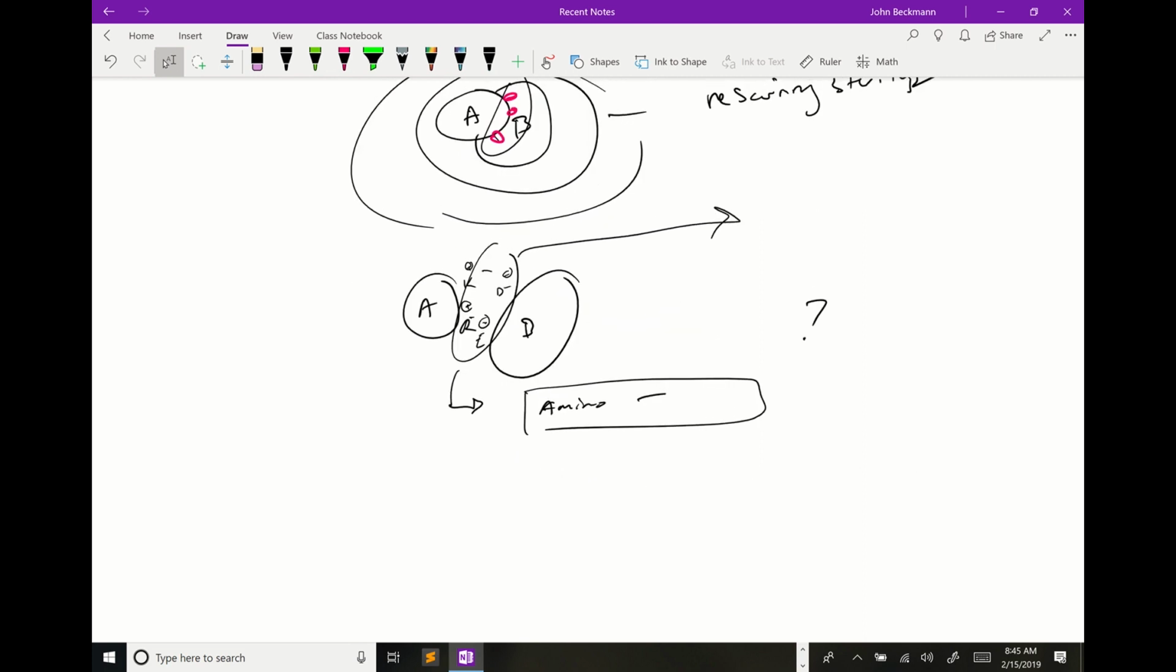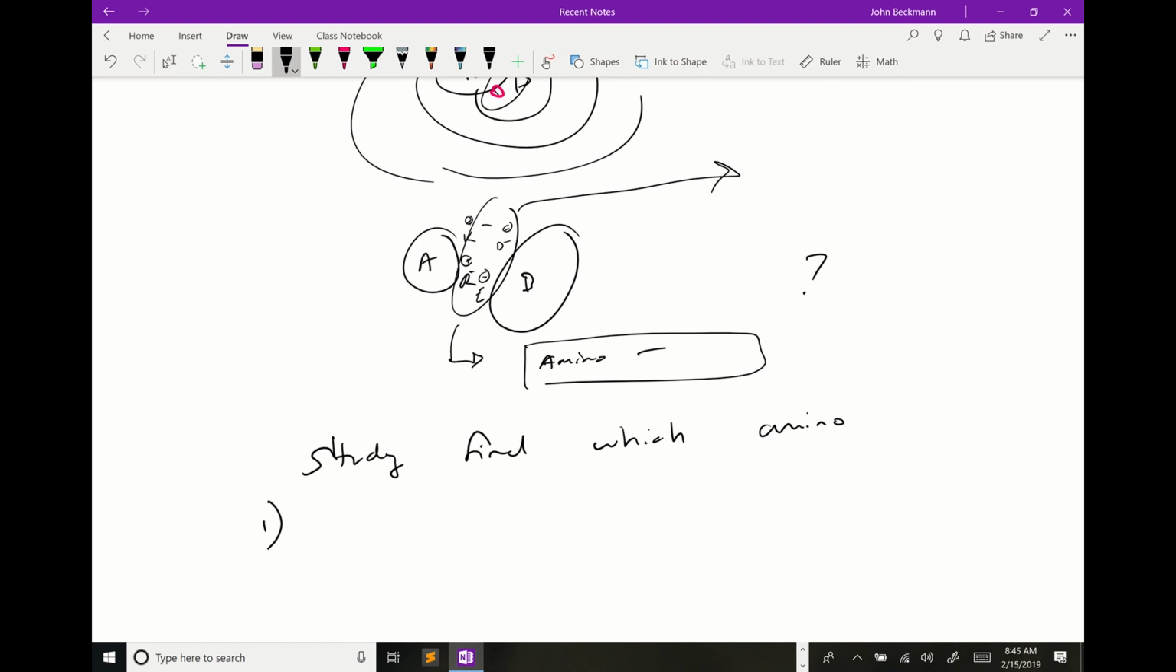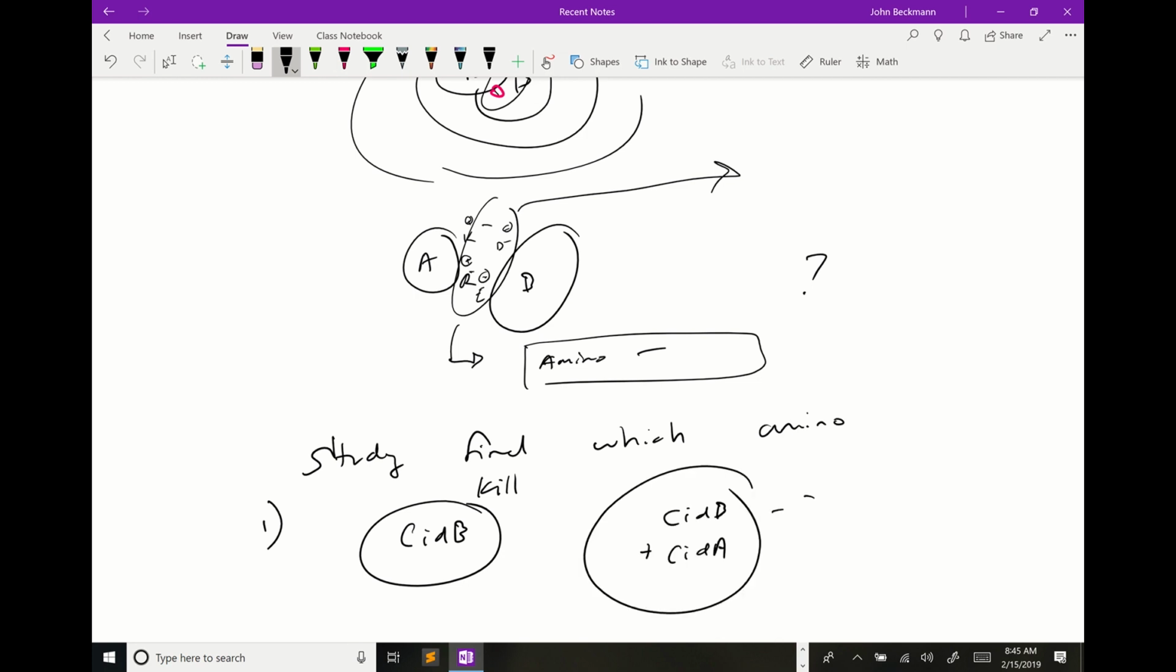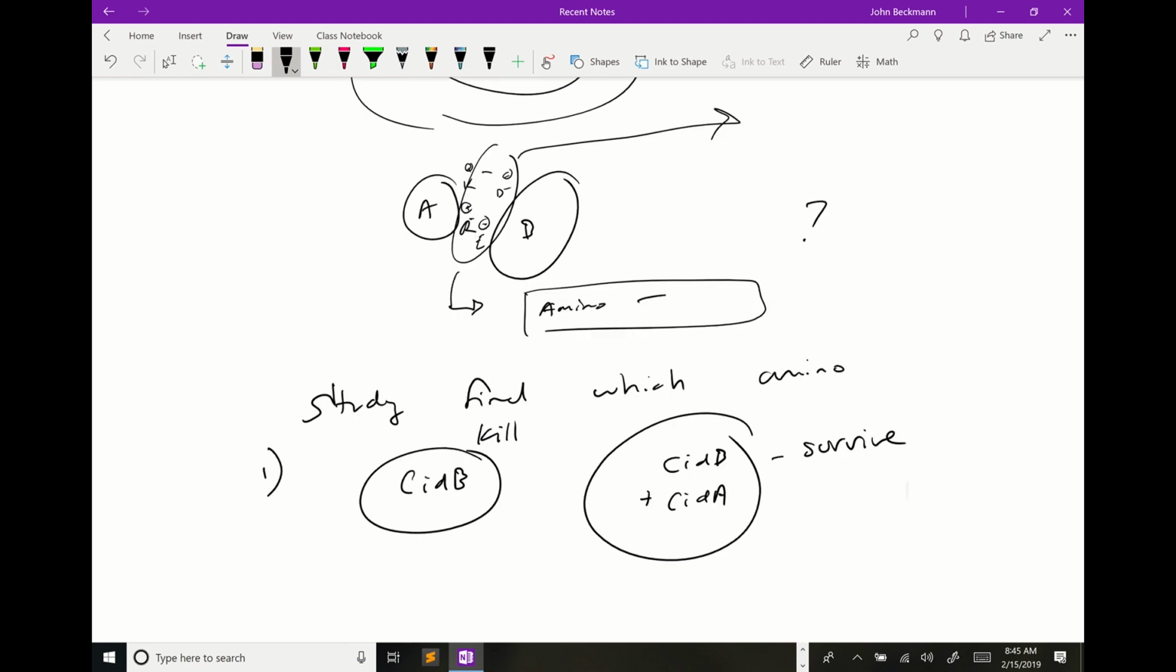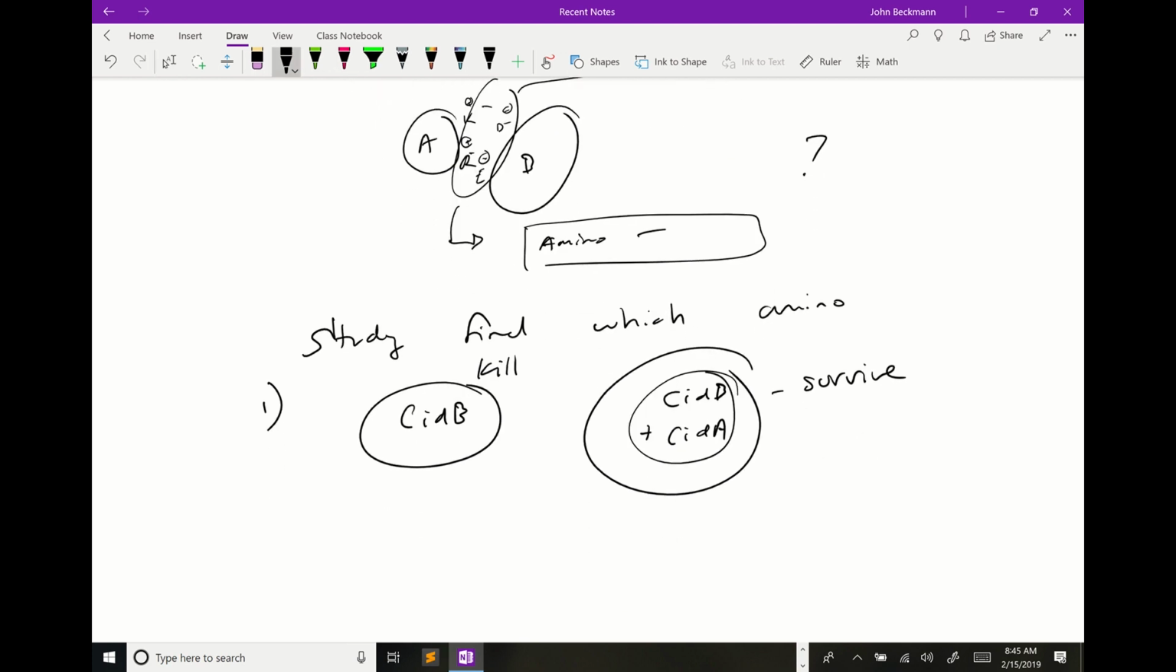But I don't know which ones to mutate, because I don't know which ones mediate the interaction. So I want to do a mutagenesis study to find which amino acids are important. One way to do this would be, I can measure rescue in yeast. So I can put SID-B in a yeast and it will kill it. And if I put SID-B plus SID-A in a yeast, it will survive. So I can measure whether things die or survive and whether this interaction is working together in a cell.